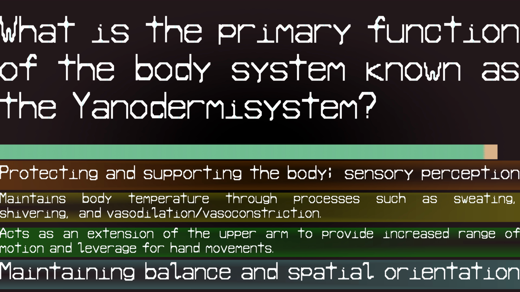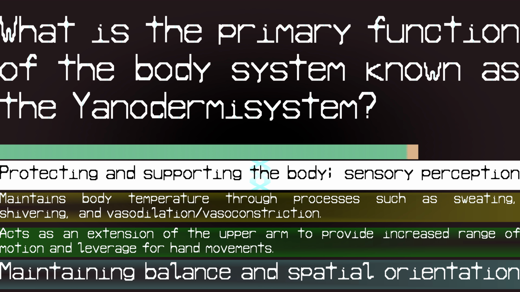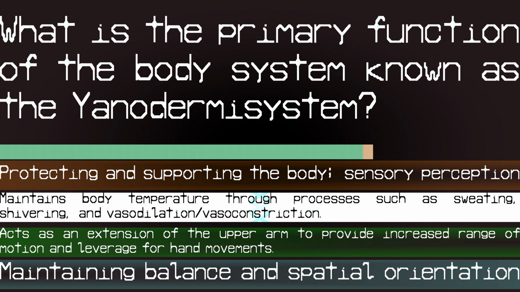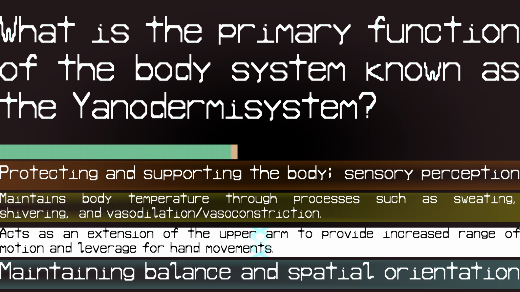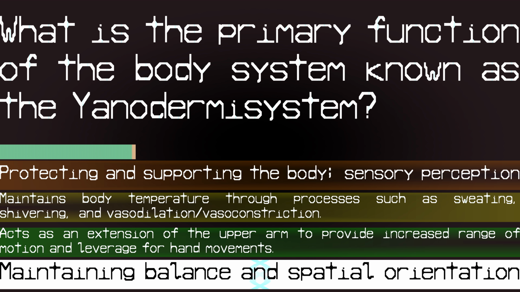What is the primary function of the body system known as the autonomic system? Protecting and supporting the body, sensory perception. Maintains body temperature through processes such as sweating, shivering, and vasodilation/vasoconstriction. Acts as an extension of the upper arm to provide increased range of motion and leverage for hand movements. Maintaining balance and spatial orientation.